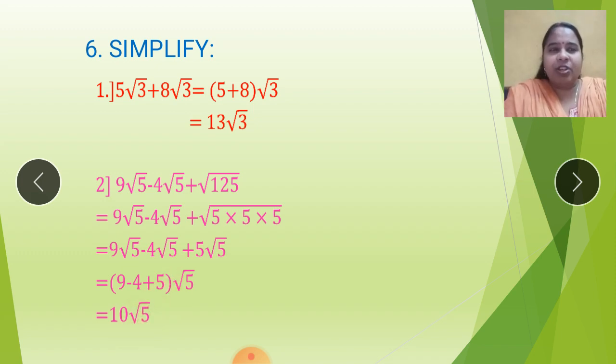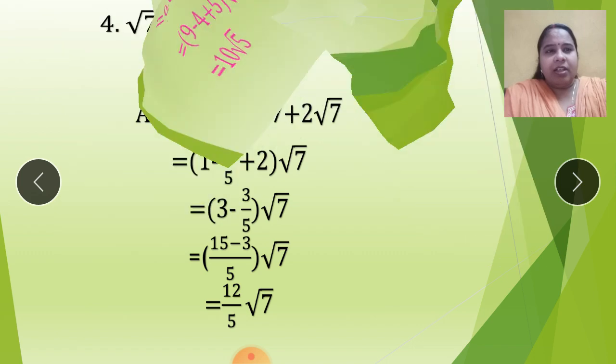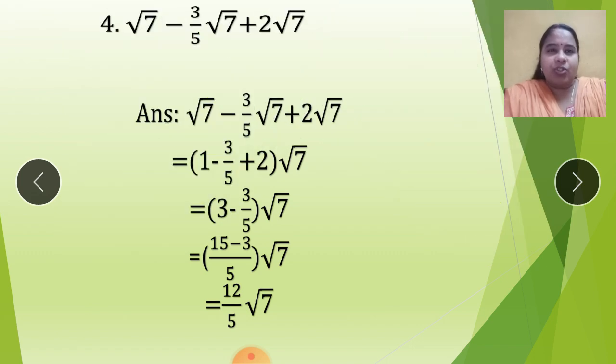Again, don't make the mistake of writing 10 root 15. Don't add these radicals, these surds. Okay? Only add the integer part. So 9 minus 4 plus 5 is 10 and the answer is 10 root 5. I hope this sum is clear to you. Okay. See the next question.